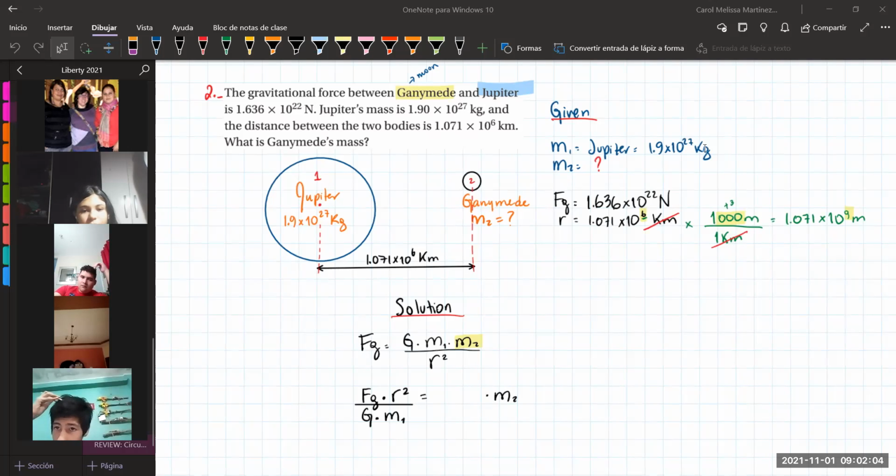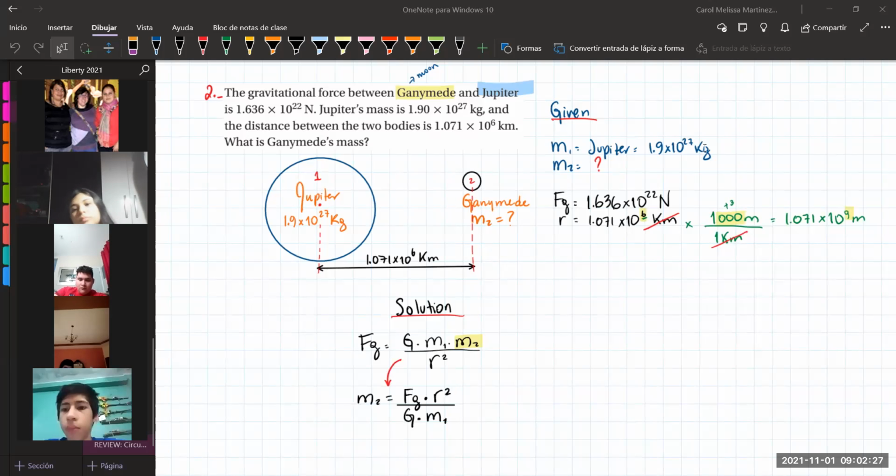Now, I don't like to write my equations like this, so I always put my unknown on the left because I feel more comfortable. So this will be my isolation. You start by moving R, and so on. That's all. You can use the equation directly. Okay, it's going to be fine.